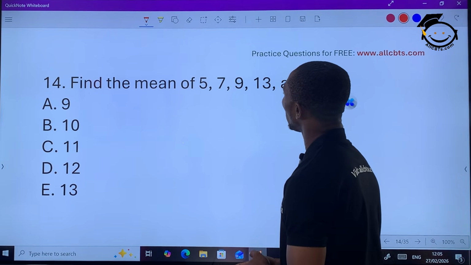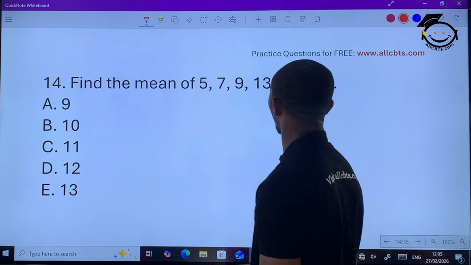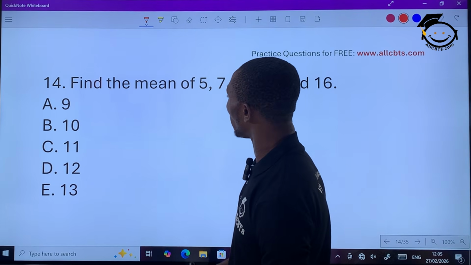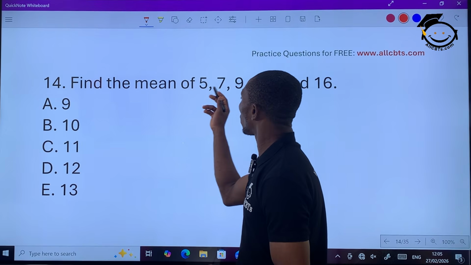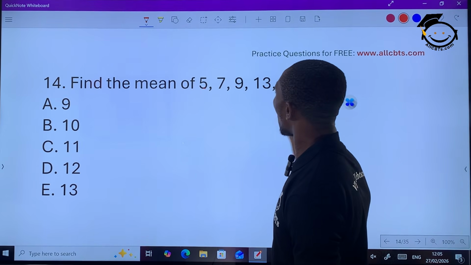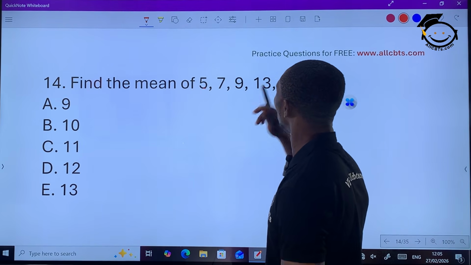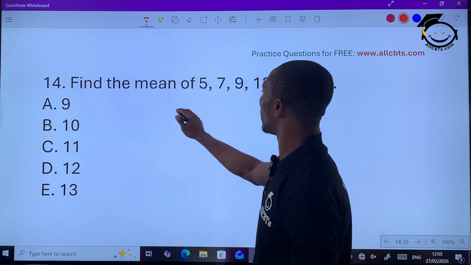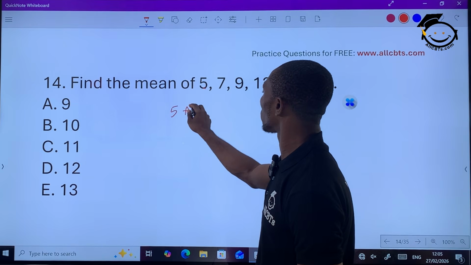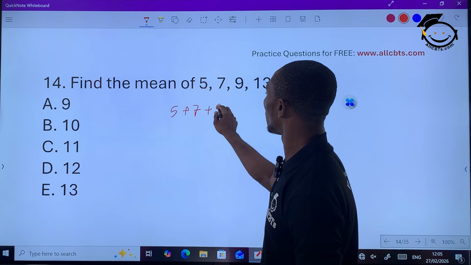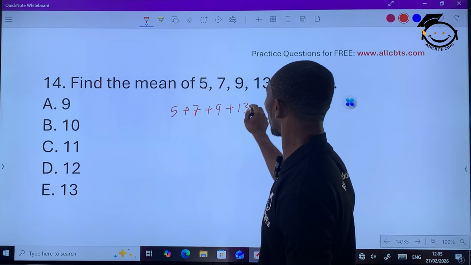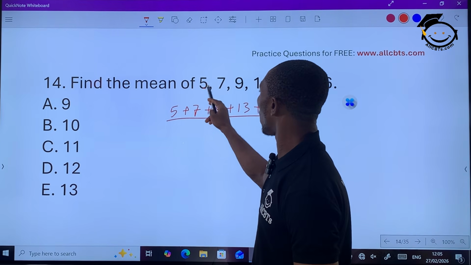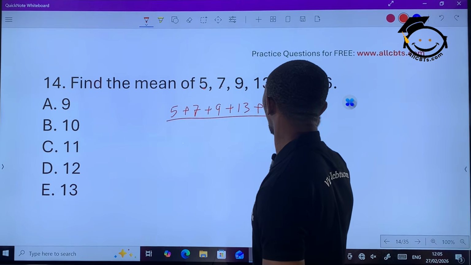Find the mean of 5, 7, 9, 13, and 16. Now, in order to find the mean, we are going to add up all these numbers and divide by the number of numbers we have. So this will be 5 plus 7 plus 9 plus 13 plus 16 divided by 1, 2, 3, 4, 5, 5 numbers.